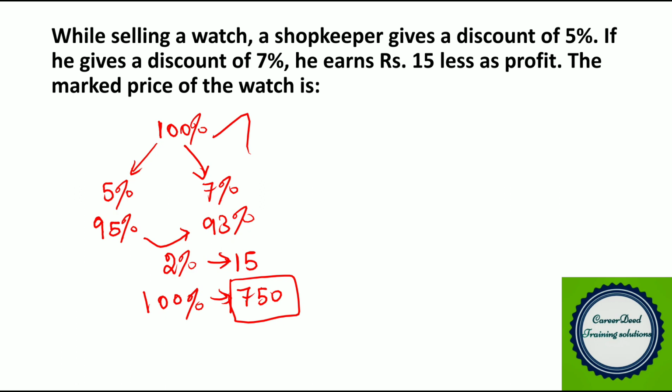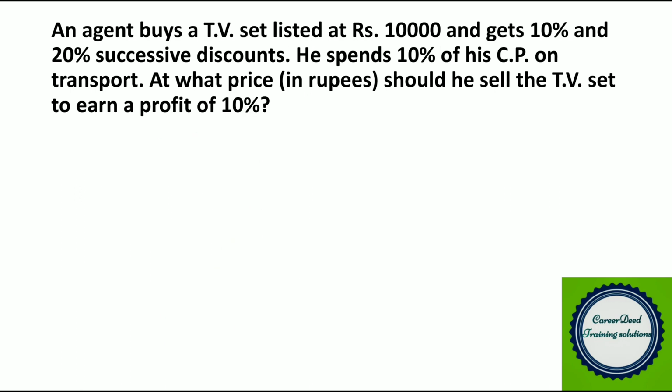Now moving to question number 8. An agent buys a TV listed at rupees 10,000 and gets 10% and 20% as successive discounts. He spends 10% of his cost price on transport. At what price should he sell the TV set to earn a profit of 10%? Now the listed price of the TV is 10,000 rupees, so that is the market price. From this market price he gets 2 successive discounts. The first one is 10%. That means he has to pay only 90% of this 10,000.